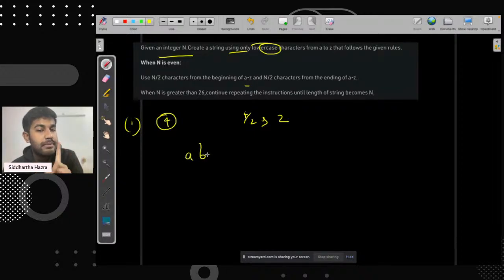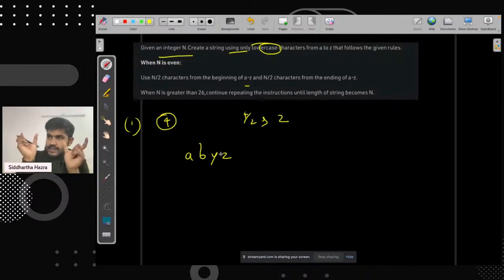So we need to take n by 2 characters from the beginning and then n by 2 characters from the ending of a to z. Ending of a to z means what? Y and Z, two characters from the last. And this is a small point which has not been mentioned, that first we would use the first characters and then the ending characters, and it needs to be appended like this. That means ab and then yz.